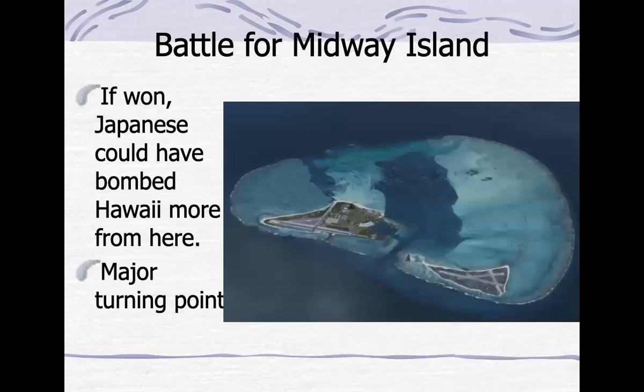So the battle for Midway Island. If won, the Japanese could have bombed Hawaii more from here. This is a major turning point in the war because the U.S. did end up winning the war. The reason it's called Midway Island, I don't have a map for this, but if you look at a map, it was an island in between Hawaii and Japan. That's why they called it Midway Island. And as you can see from the picture, I'm sure back then it didn't have the airstrip. It could have, but I don't think it did. I think this is more of a recent picture.